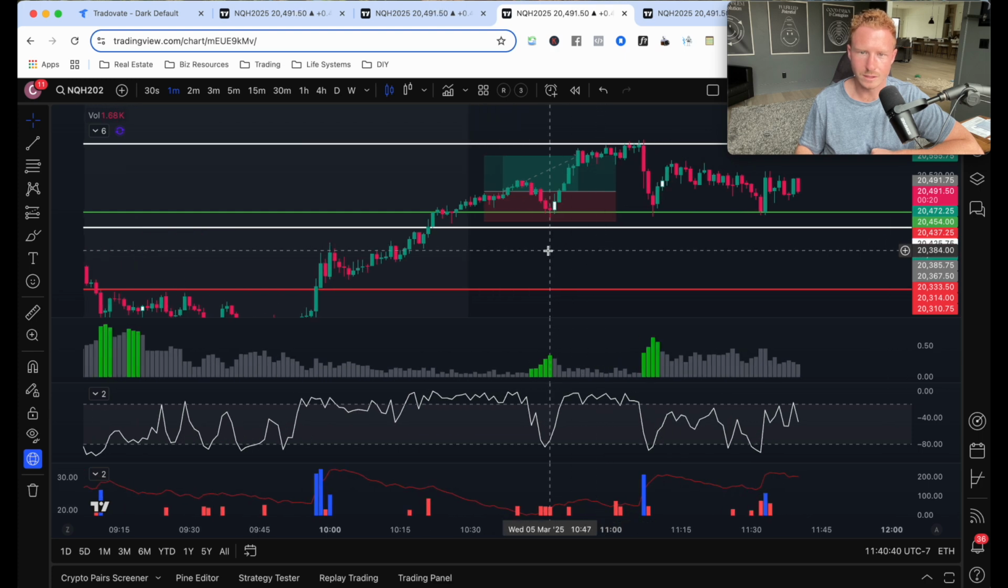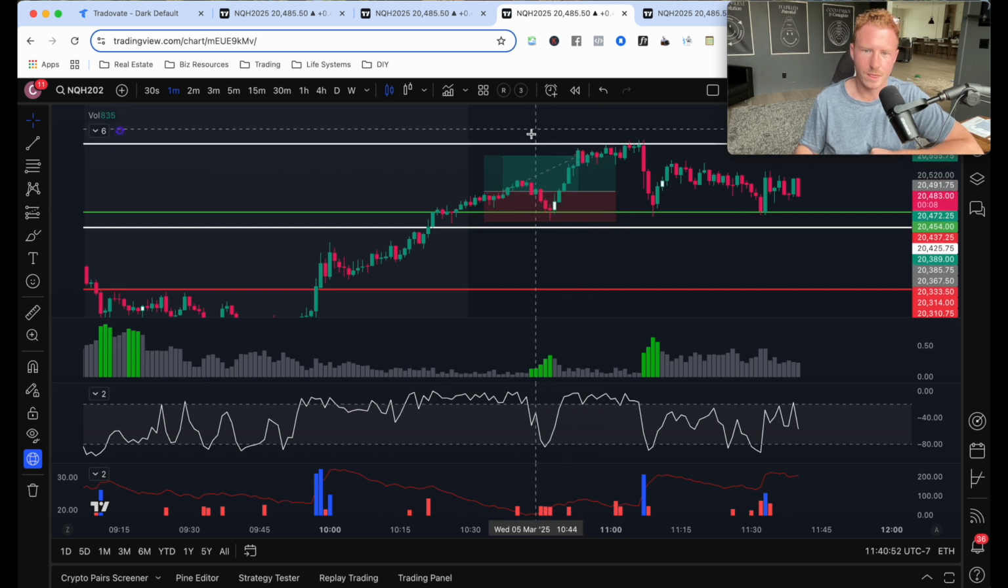What do we see? We see another white candle, right? We got a close above the white candle. This is where I entered long, and I simply took it up. Where did I take it up to? Near this next target.